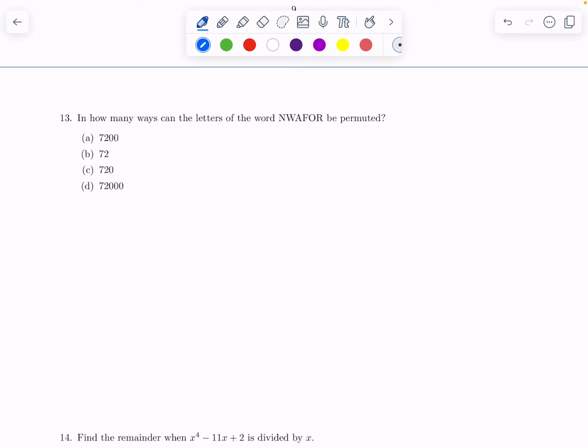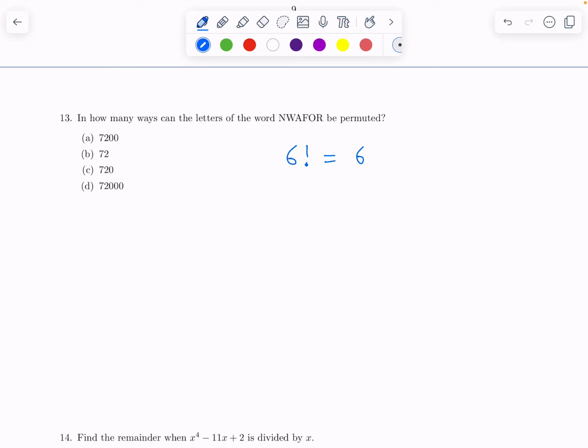In how many ways can the letters of the word Nwafor be permuted? Since these are distinct letters, N, W, A, F, O, R, you just count the number of letters there: 1, 2, 3, 4, 5, 6. So this is just going to be 6 factorial. And what is 6 factorial?